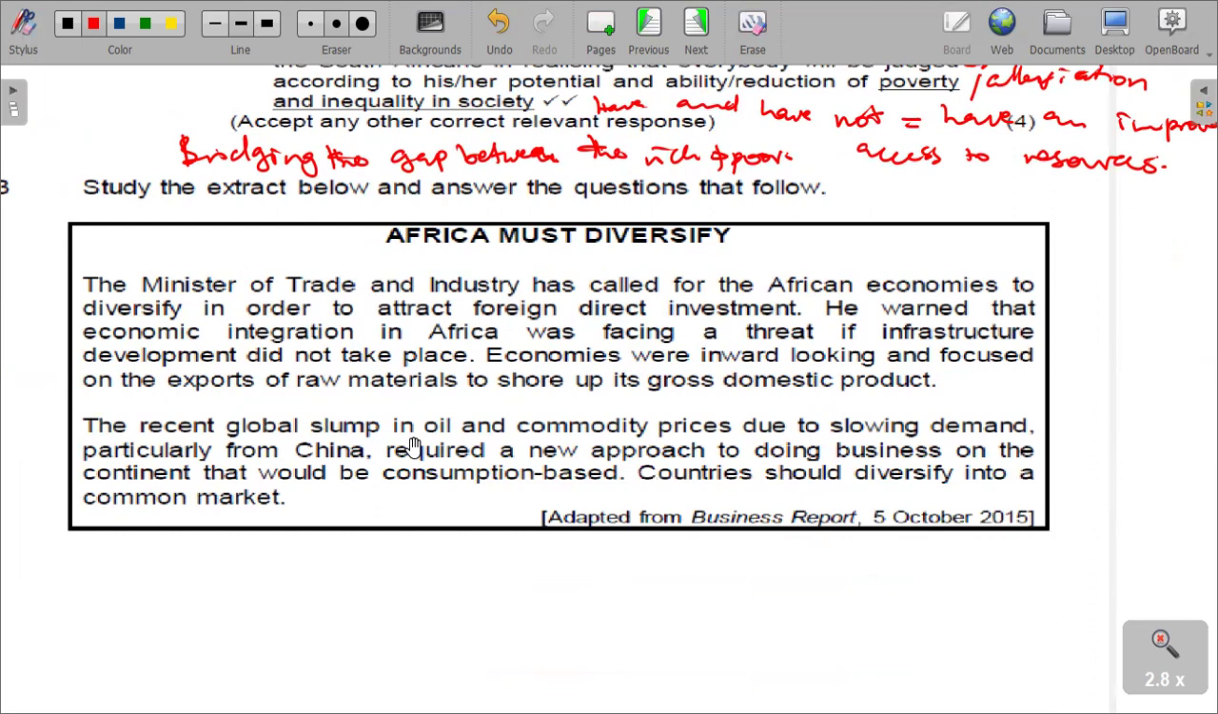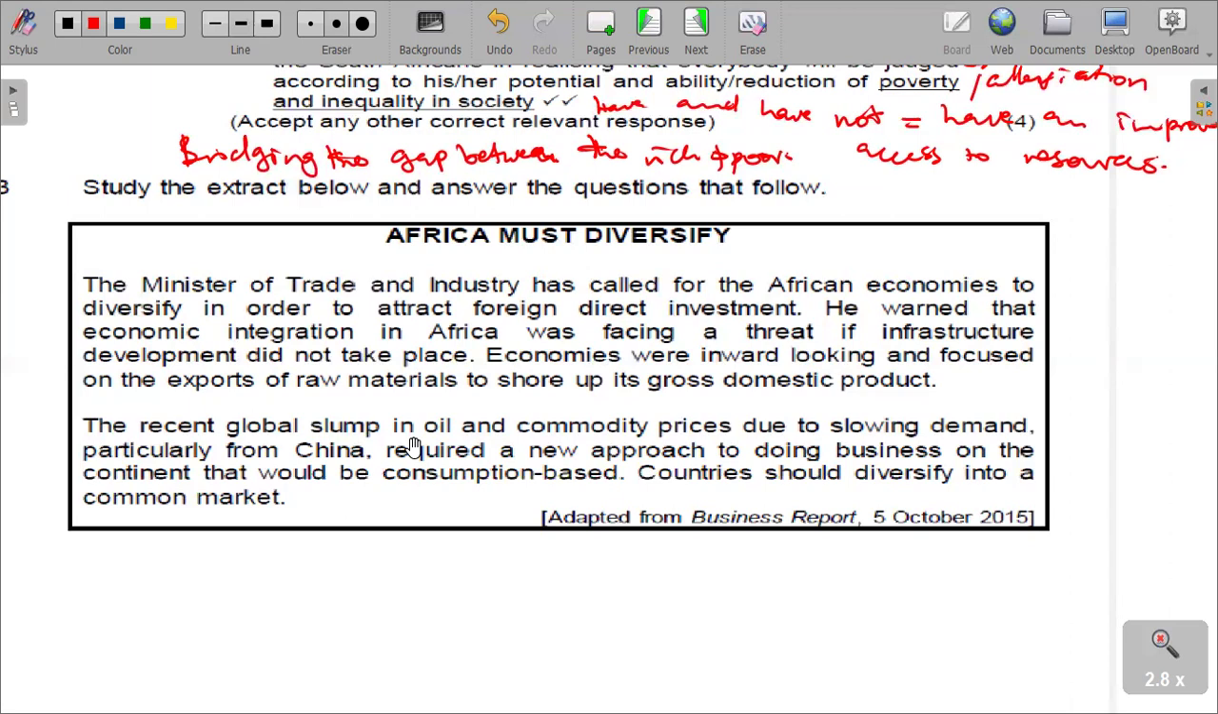Africa must diversify. That is to say, Africa must have a variety of ways of doing business rather than focusing on one approach. So the Minister of Trade and Industry has called for the African economy to diversify in order to attract foreign direct investment. He warned that economic integration in Africa was facing a threat if infrastructure development did not take place.